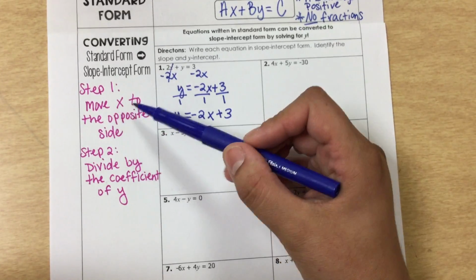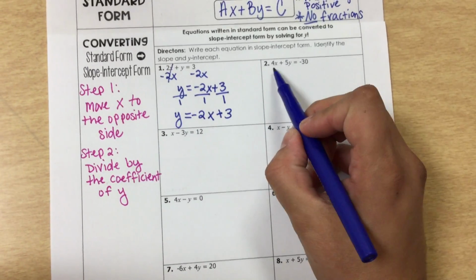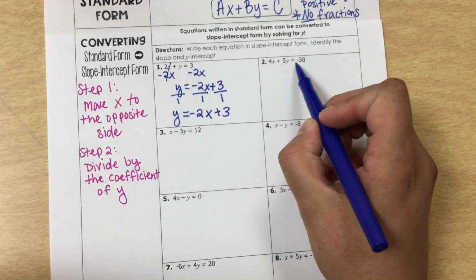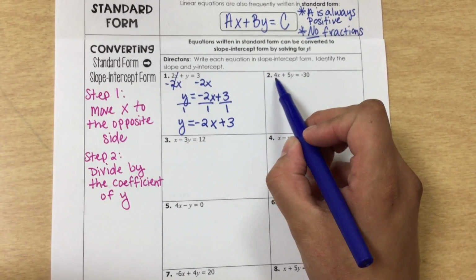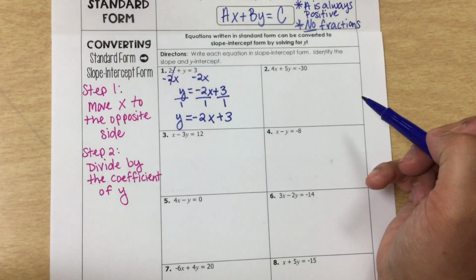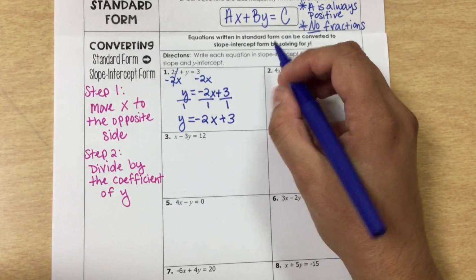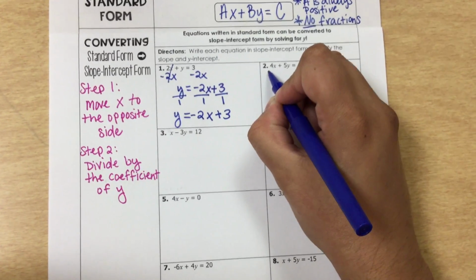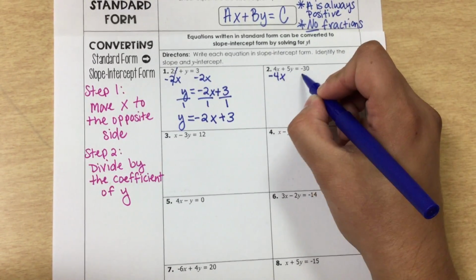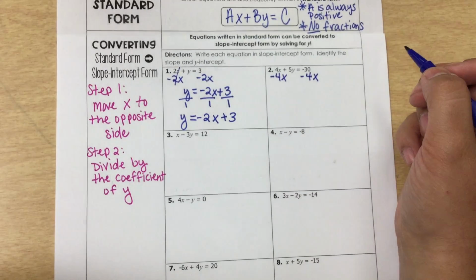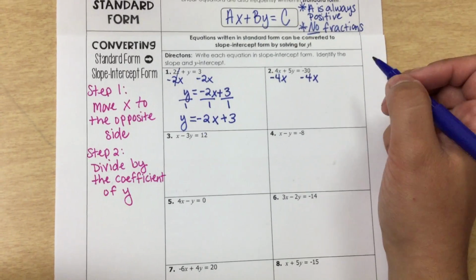Step 1, move x to the opposite side. So if we have 4x plus 5y equals negative 30. Again, this is standard form because a is positive and there are no fractions. To move x to the opposite side, we have to do the opposite, so negative 4x, minus 4x. And we're going to subtract 4x here as well. What you do to one side, you must do to the other.